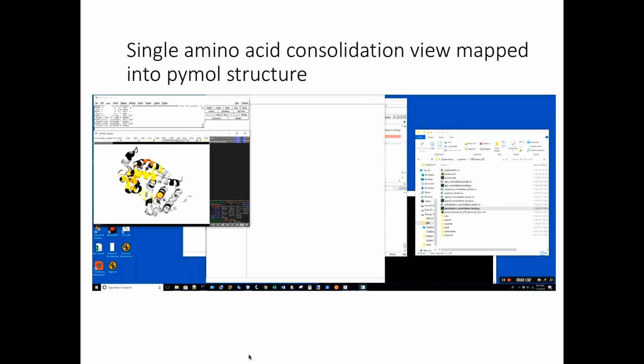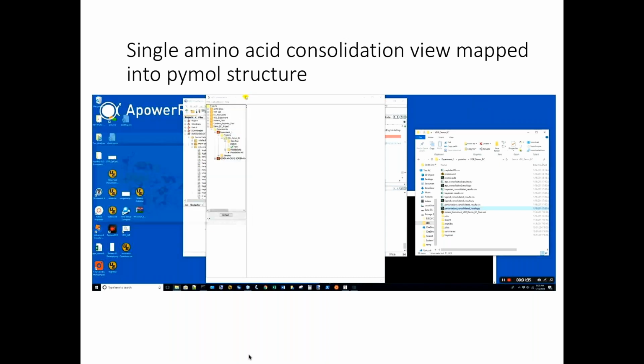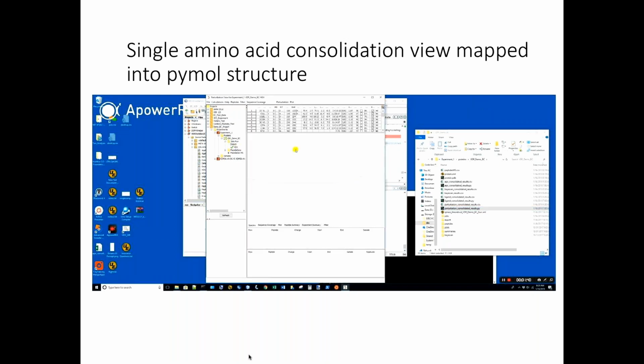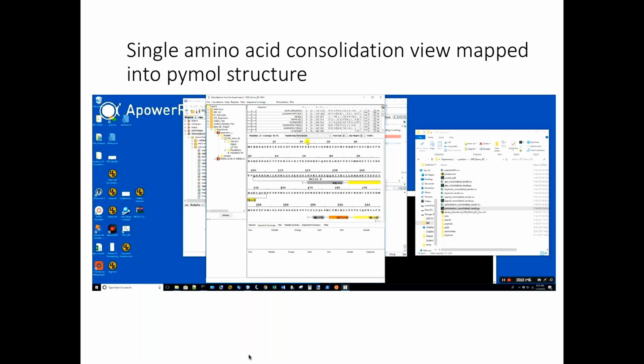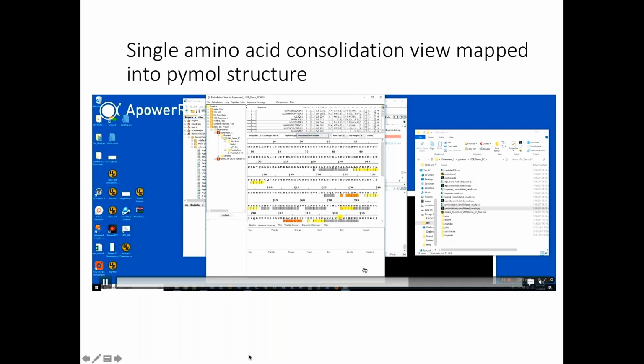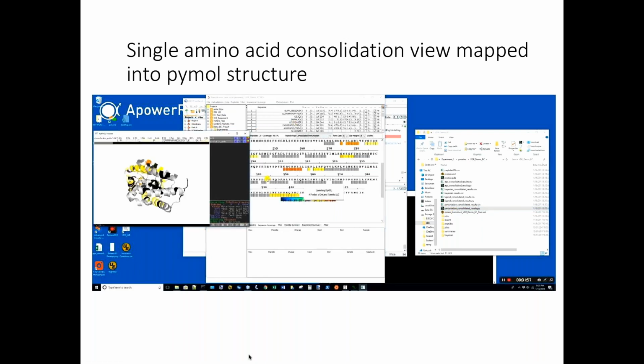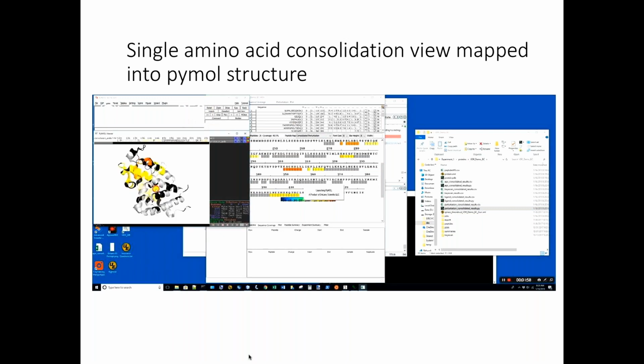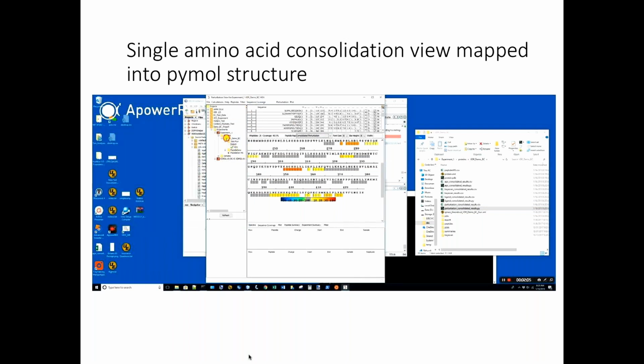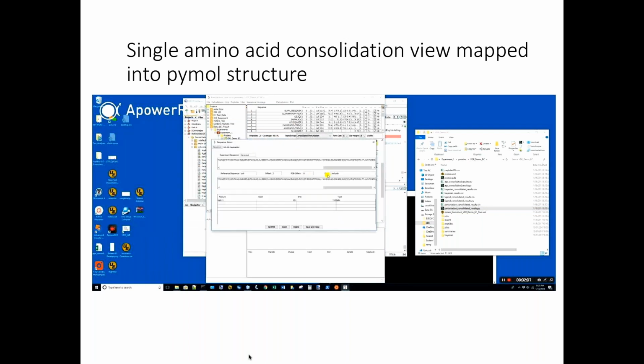So this is the direct map of our deuterium exchange single amino acid consolidation field into the model structure. And so this is the consolidation field I talked about earlier. And the procedure is fully automatic, especially when you're doing large data analysis and can upload hundreds of model structures at the same time, which is really convenient.